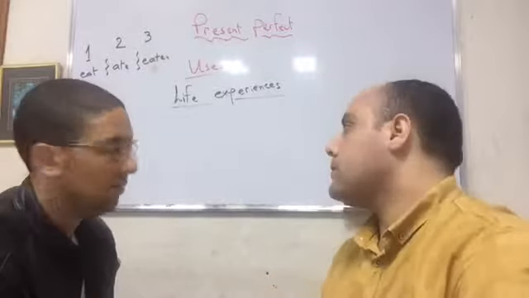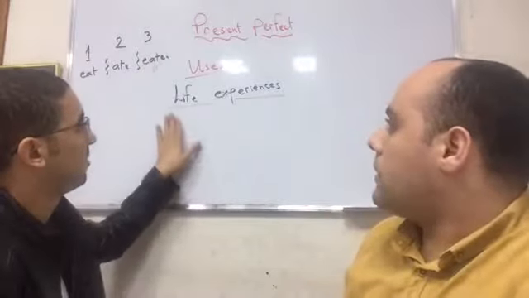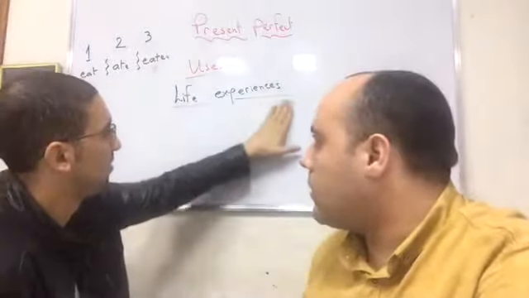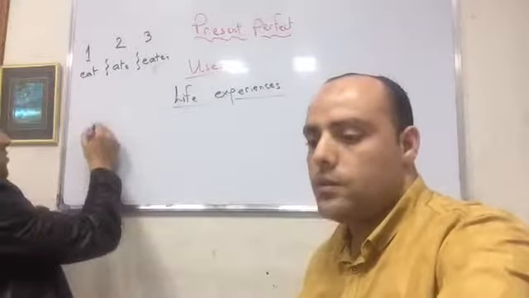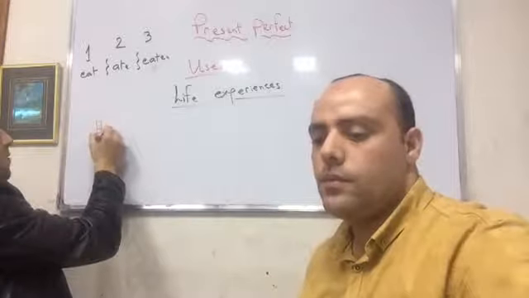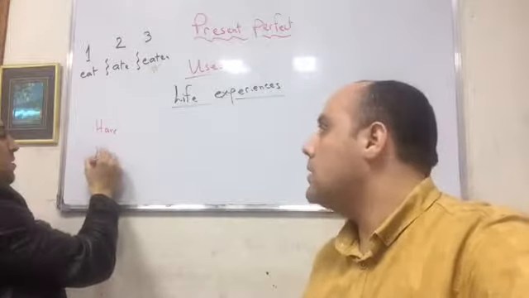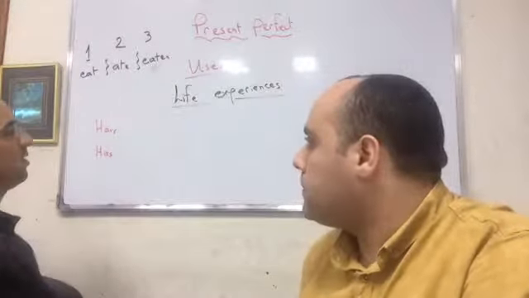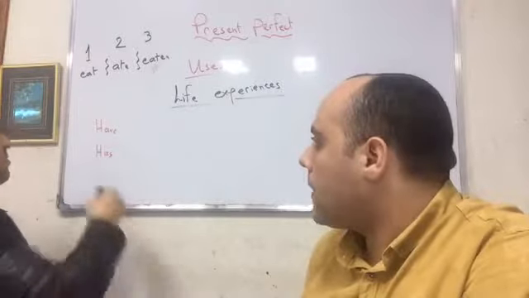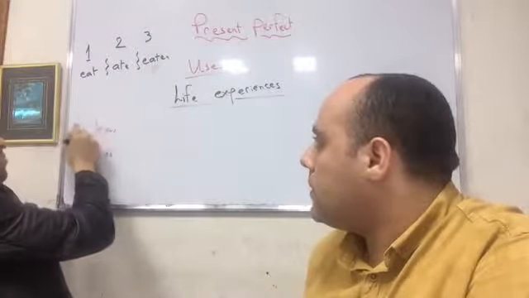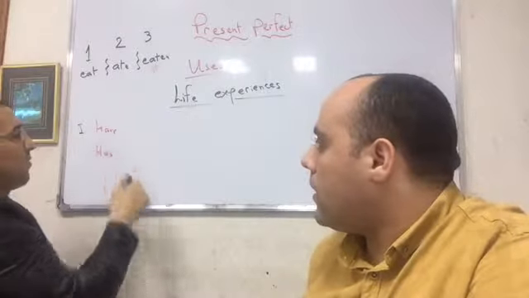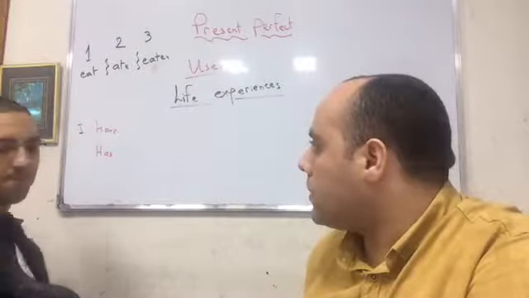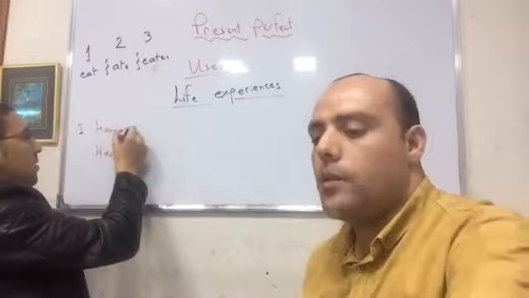Now, talking about life experiences again, just for them to remember that we use have: Have you ever? Has. And just for the present perfect, to make the positive form, we use I have. Let's give an example. I have ridden a horse, you can say that, or I have climbed a mountain.